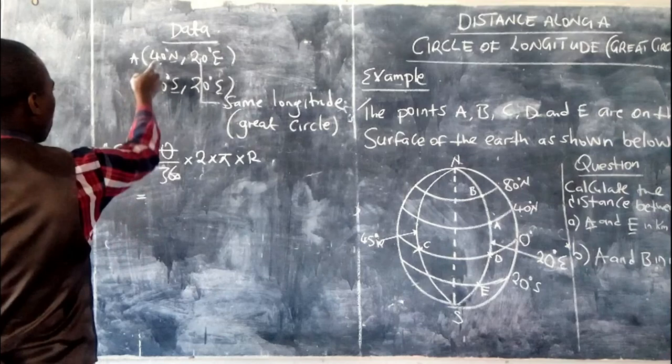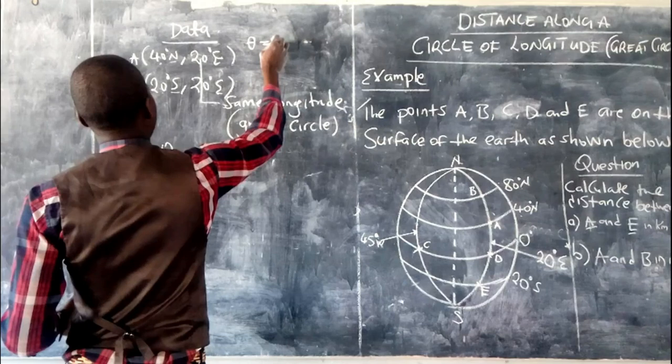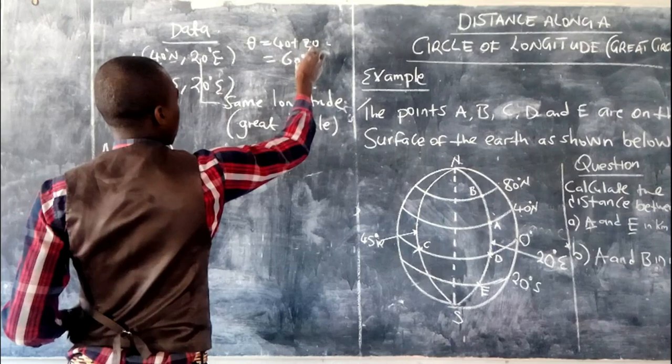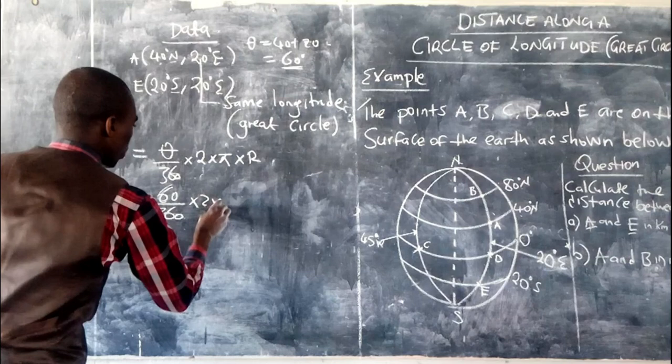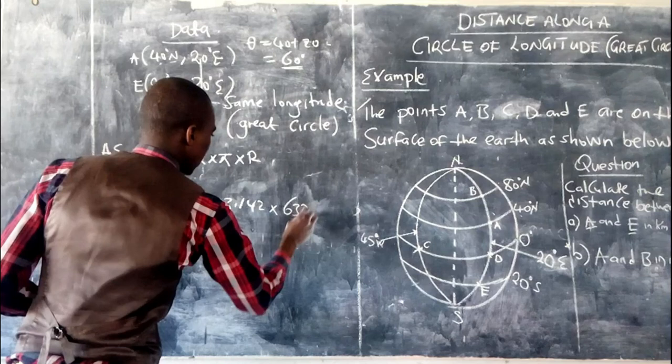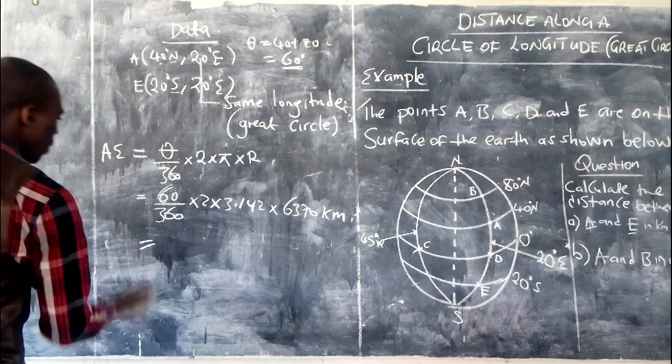Meaning, to find the difference in degrees there, we are simply going to add. So, difference in degrees theta is equal to 40 plus 20, and this one is going to give us 60 degrees. So this one will be 60 degrees divided by 360 multiplied by 2 multiplied by 3.142 multiplied by 6370 kilometers. Alright, so we continue there.